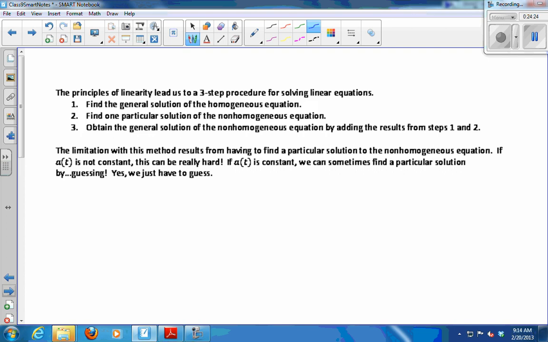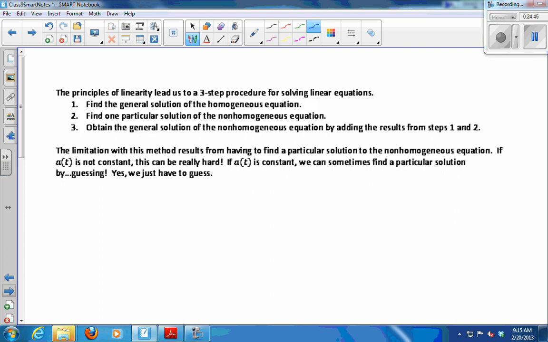So the limitation with this method results from having to find a particular solution to the non-homogeneous equation. The homogeneous equation is not bad because it's separable, so you can solve it by separation of variables. The particular solution is harder.